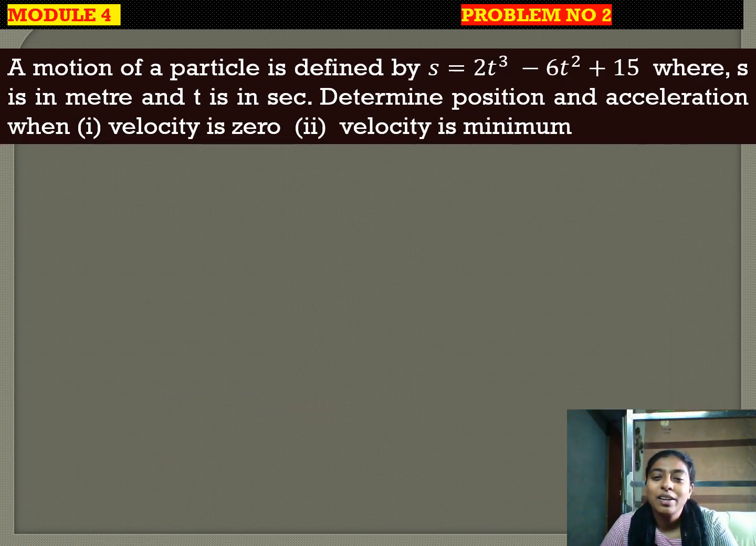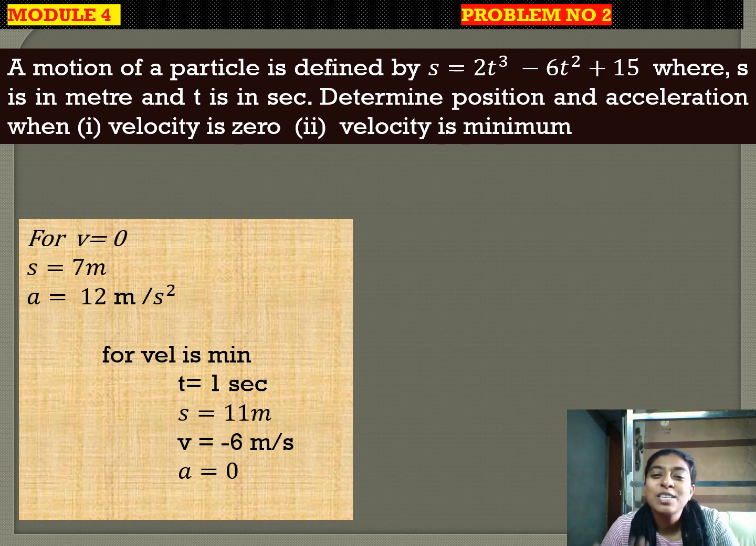So, this is your problem for your practice. I will explain how to do it, you have to solve it. A motion of a particle is defined by S equal to 2t cube minus 6t square plus 15, where S is in meter and time is in seconds. Determine the position and acceleration when the velocity is 0 and when velocity is minimum. So, two conditions. When velocity is 0, what is the position and acceleration? When velocity is minimum, what is the position and acceleration?